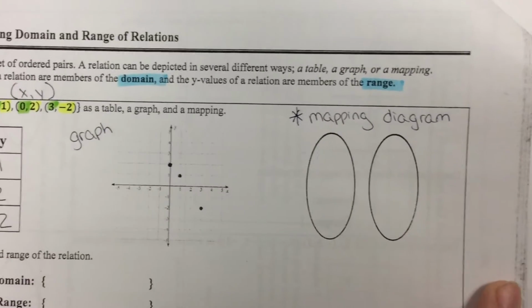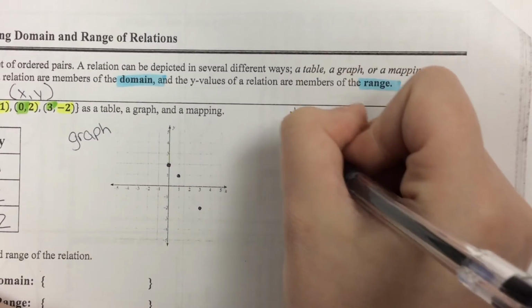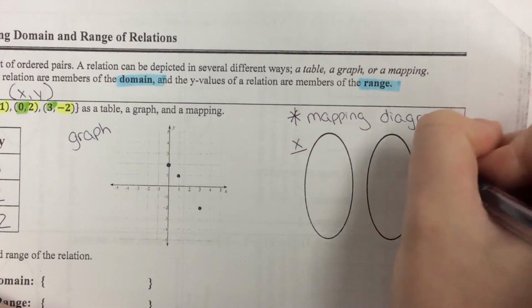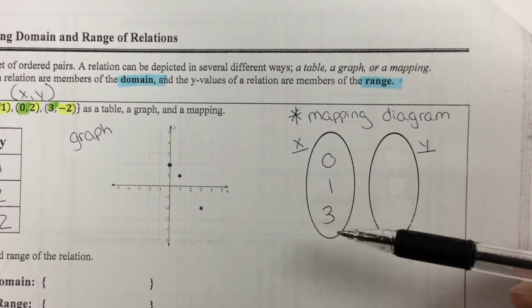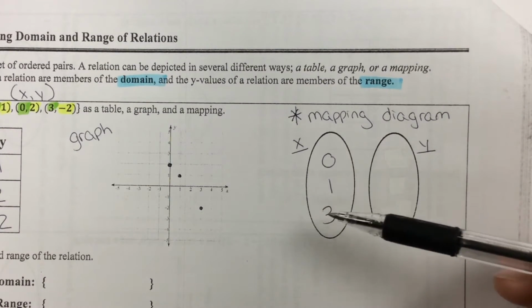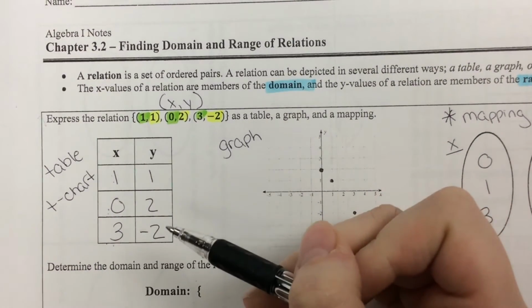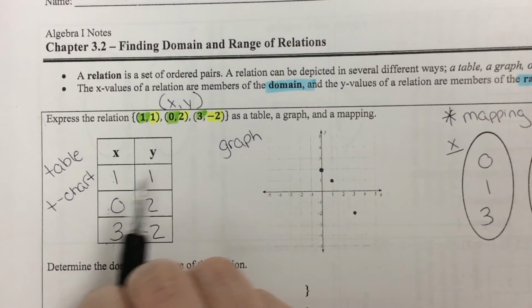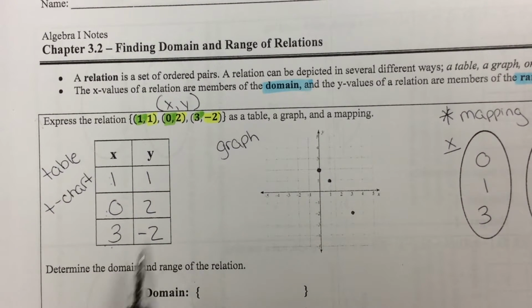Your x values will always go in your first circle, and your y values will go over here in your second circle. I have put all of my x values in order, like I said, 0, 1, and 3, and your y values also need to go in order. So this time you're going to be splitting them up. They don't need to go together. They just need to be in numerical order. So -2 will come first, then 1, then 2.